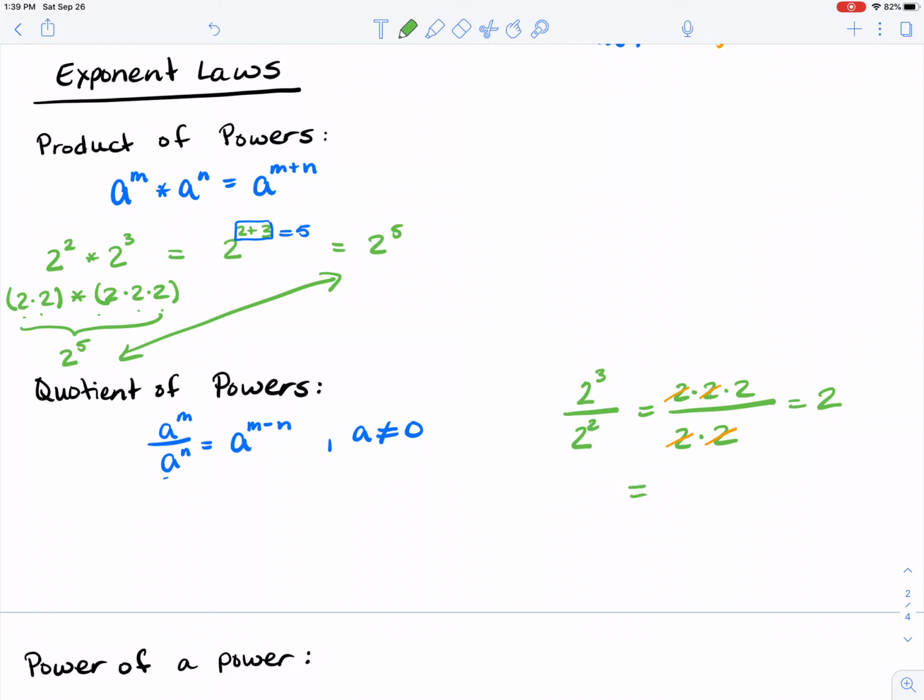Well, let's look at it. It's 2 cubed minus the exponent 2. Oh, that does equal 2 to the 1. 3 minus 2 is 1. And look, those are now the same.